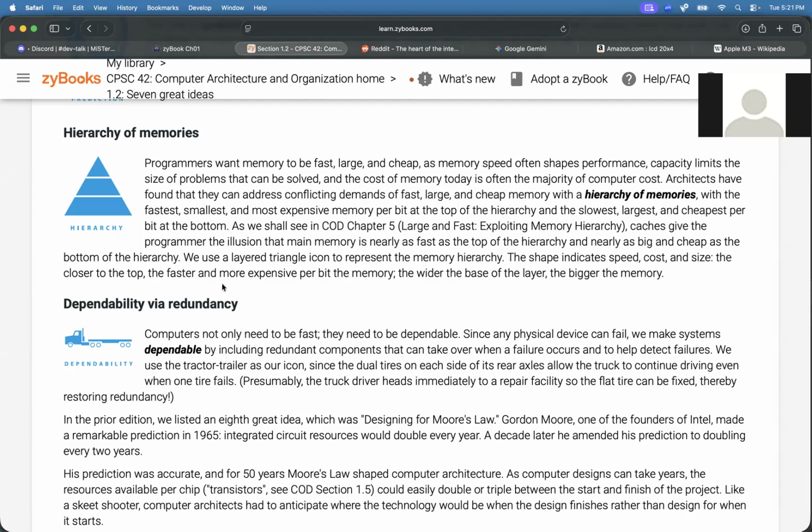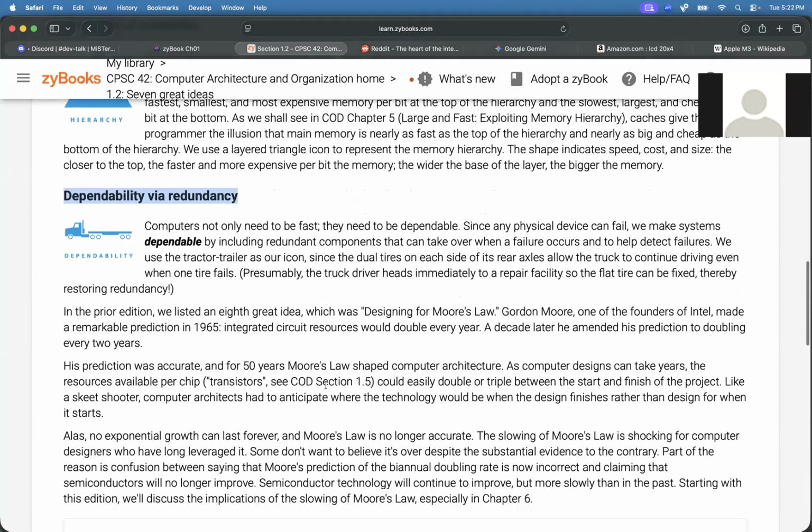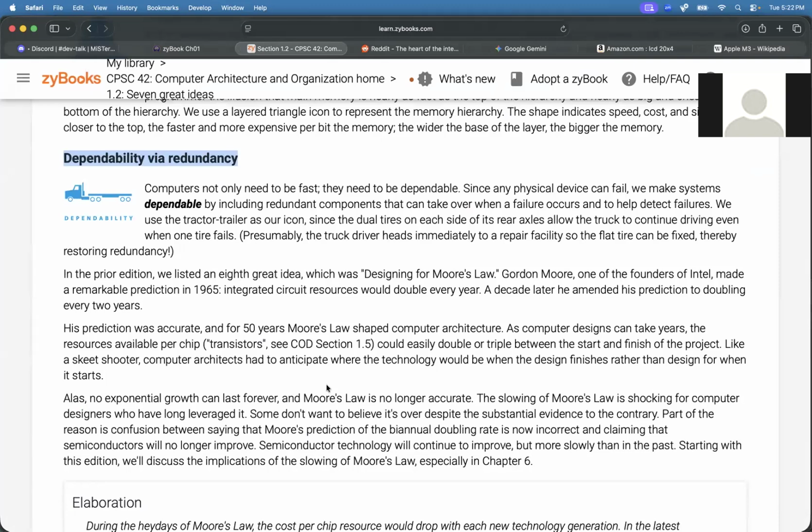So the smallest is the fastest and the largest is the slowest. Okay. Dependability via redundancy. Yeah, so computers need to be dependable, but the way we can make them dependable is by making parts redundant. And this is done all over the place on computers, by the way.